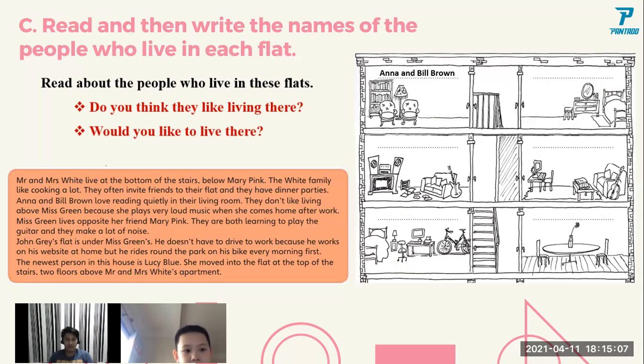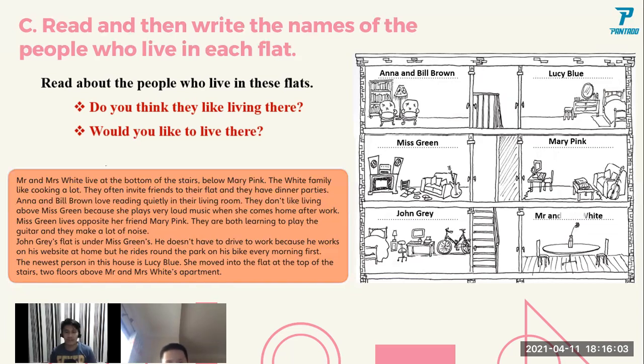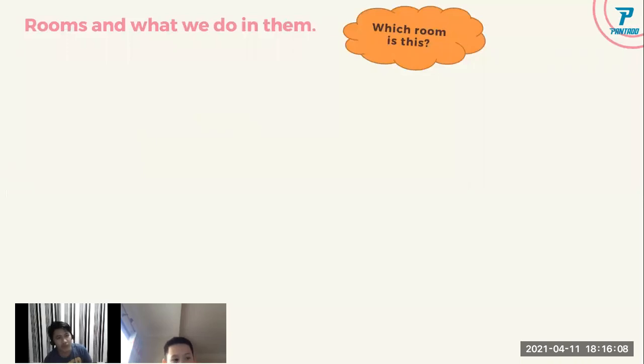Next, where is Mary Pink? This. Very good. That's Mary Pink. And what about Miss Green? Okay, good. What about John Gray? Yes. And lastly, Lucy Blue. Okay, good. Lucy Blue, Miss Green, Mary Pink, John Gray, and Mr. and Mrs. White.